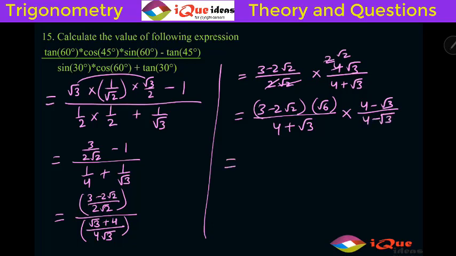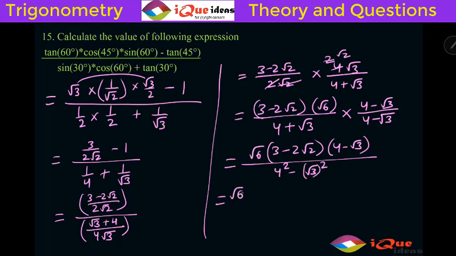So multiply in numerator and denominator by 4 minus root 3. We will be getting root 6, keep it outside, into 3 minus 2 root 2 into 4 minus root 3. Let me write it once. 3 minus 2 root 2 into 4 minus root 3. And the whole divide by 4 plus root 3 into 4 minus root 3 will become 4 square minus root 3 square.